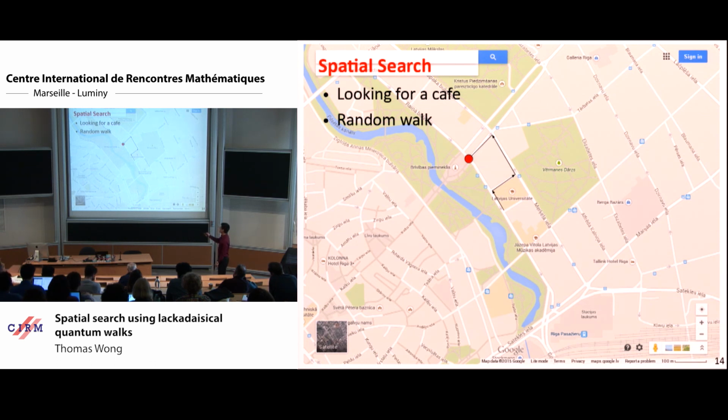So the idea is you randomly walk and ask, is there a cafe? No. Randomly walk, is there a cafe? No. Randomly walk, is there a cafe? Yes. You found your item. So this is the spatial search problem.